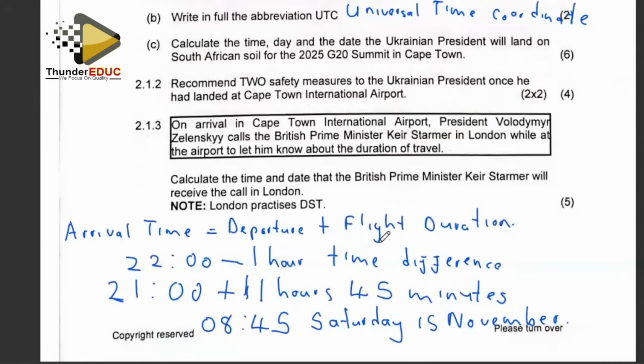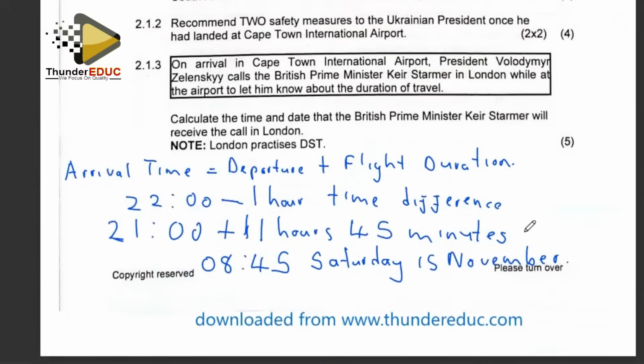So on arrival, he arrived at 8:45. So we need to determine the time when he made a call. So in London, whilst at the airport, calculate the date and the time that the Prime Minister will receive the call in London. What you need to do is the time difference between London and South Africa. Remember, London is in the zero region, which means that the time difference between South Africa and London is basically 2 hours.